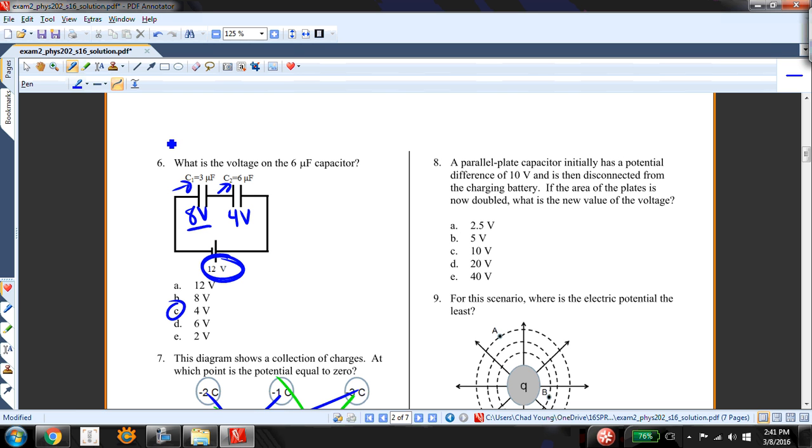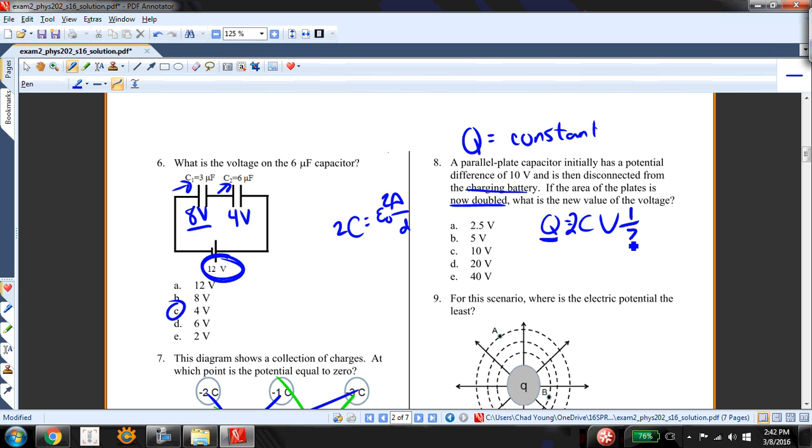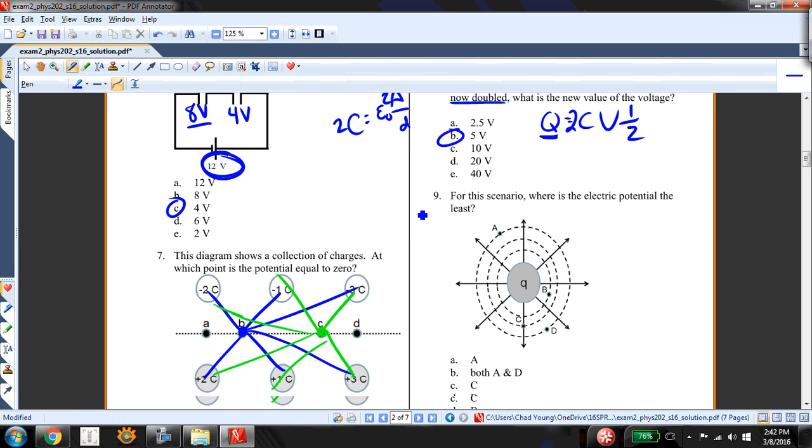A parallel plate capacitor initially has a potential difference of 10 volts, and then it's disconnected from the charging battery. If it's disconnected from the charging battery, that means that Q is constant. And I know that Q is equal to CV. This remains constant. If I double the area of the plates, remember C is equal to epsilon naught A over d. So if I double this, I double this. If I double the area of the plates, that means I halve the voltage. So where it was 10, now it's 5 volts. So B for number 8.